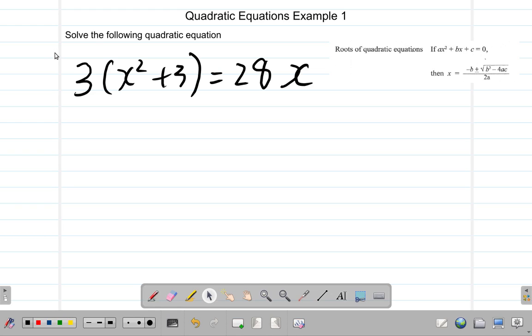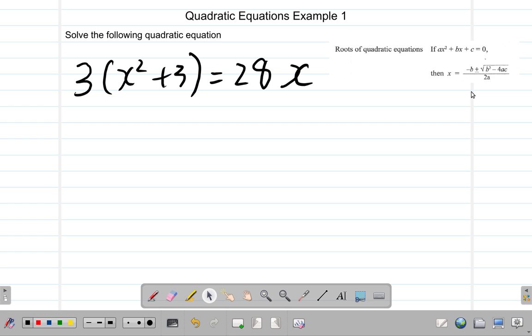Mathematically, we're on to quadratic equations. Example 1. You must solve this quadratic equation. I copied this from a past CSEC mathematics paper. Over to the right, I copied this from the formula sheet. This is the quadratic formula, and this is one way you can solve quadratic equations.